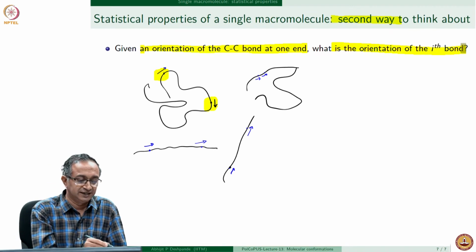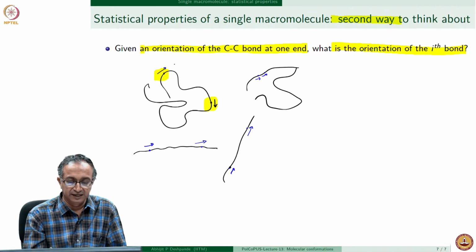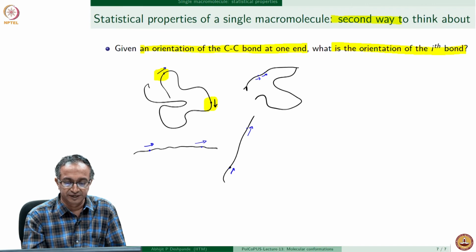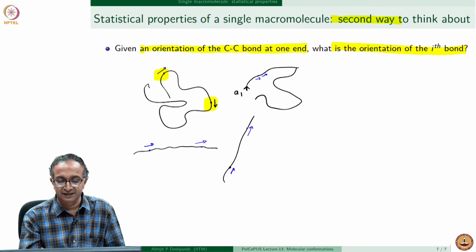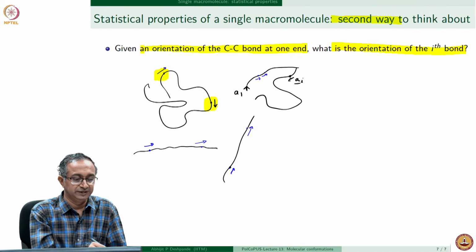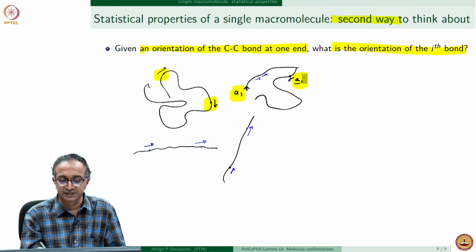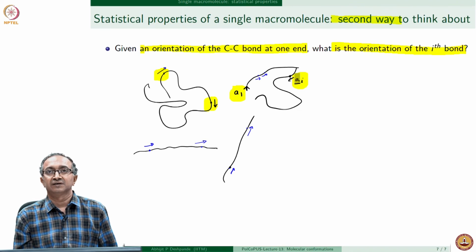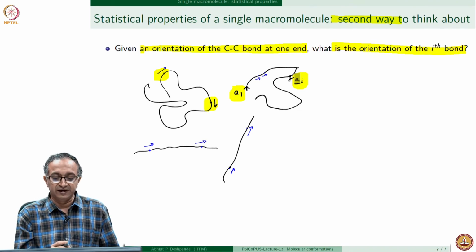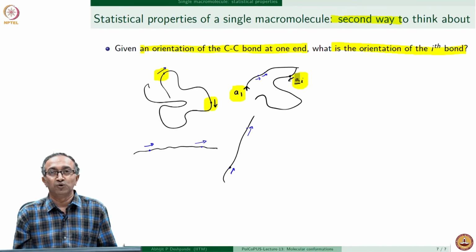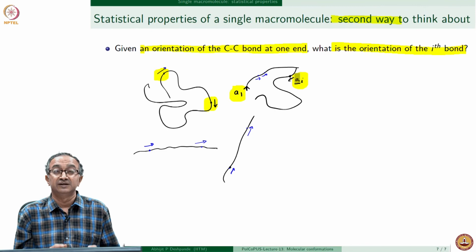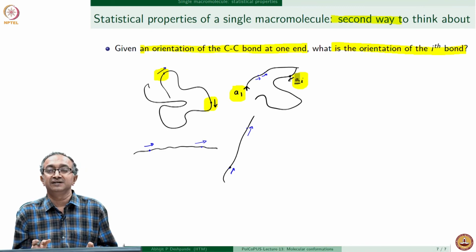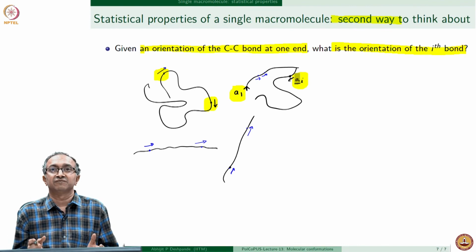Basically, I start by saying that I know the orientation here, which is my first bond, and I take some other point randomly, and I ask: what is the relationship between the orientation of 1 and the orientation of i? The intuitive answer is, if A1 and Ai are close to each other, they will be correlated. If A1 and Ai are far apart from each other, they will not be correlated. But if we have a rod-like molecule, then A1 and Ai will always be correlated no matter how far apart they are from each other.